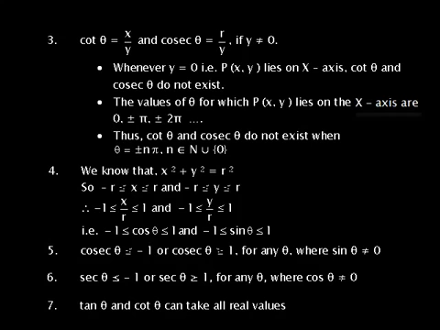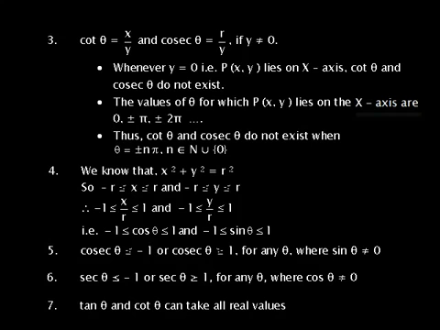That is, minus 1 less than or equal to cos theta less than or equal to 1 and minus 1 less than or equal to sin theta less than or equal to 1 for any theta. That is, the values of sin theta and cos theta always lie between minus 1 and 1. Both the values are inclusive.